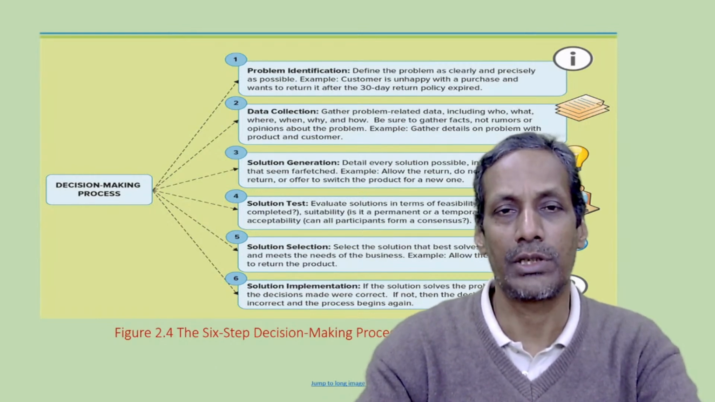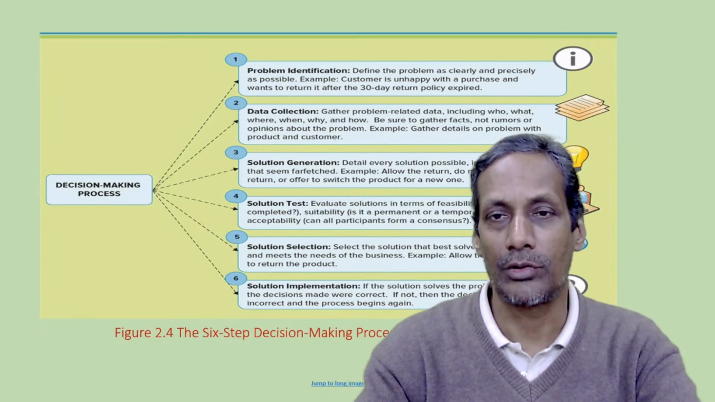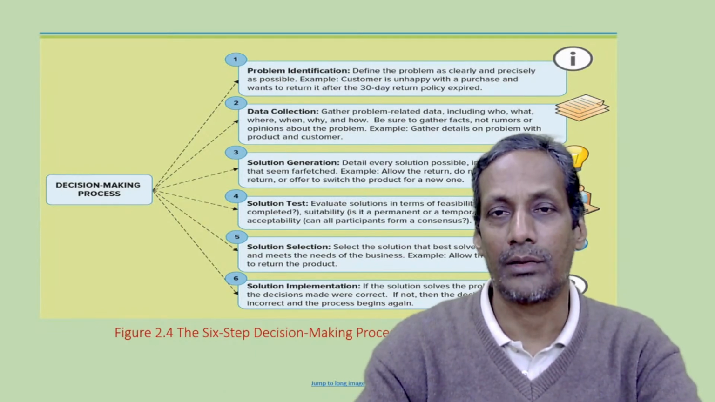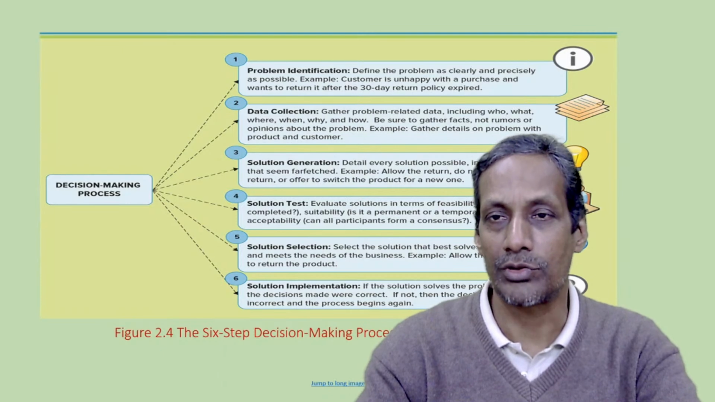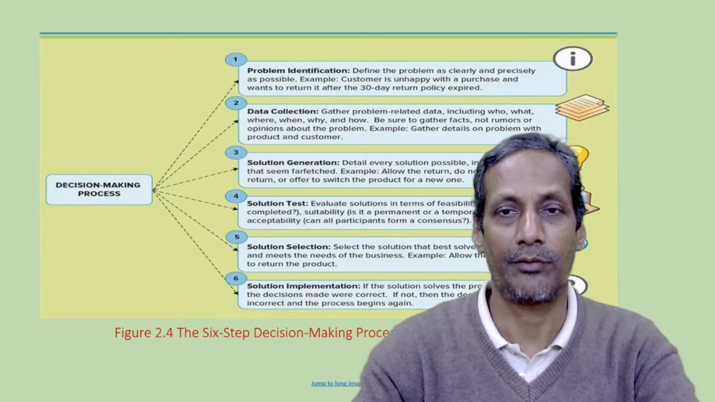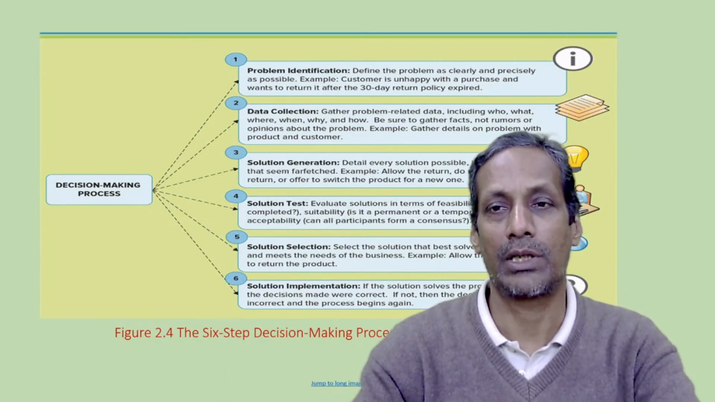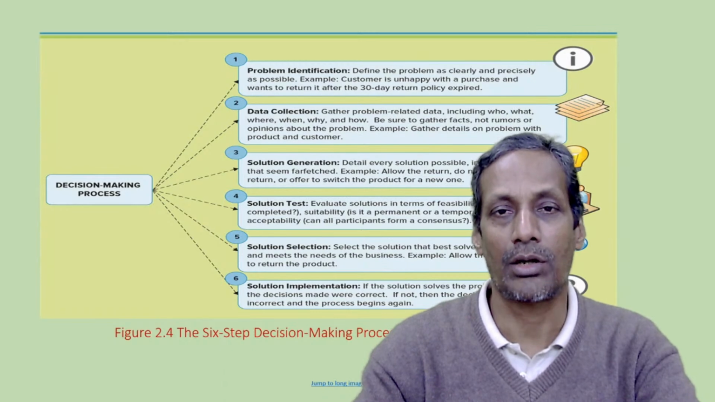Then we sit down to design the solution. The solution is generated. Detailed steps are looked into. The details of every solution possible is looked into, including ideas that seem far-fetched. Examples can be allow the return, do not allow the return, or offer to switch the product for a new one.